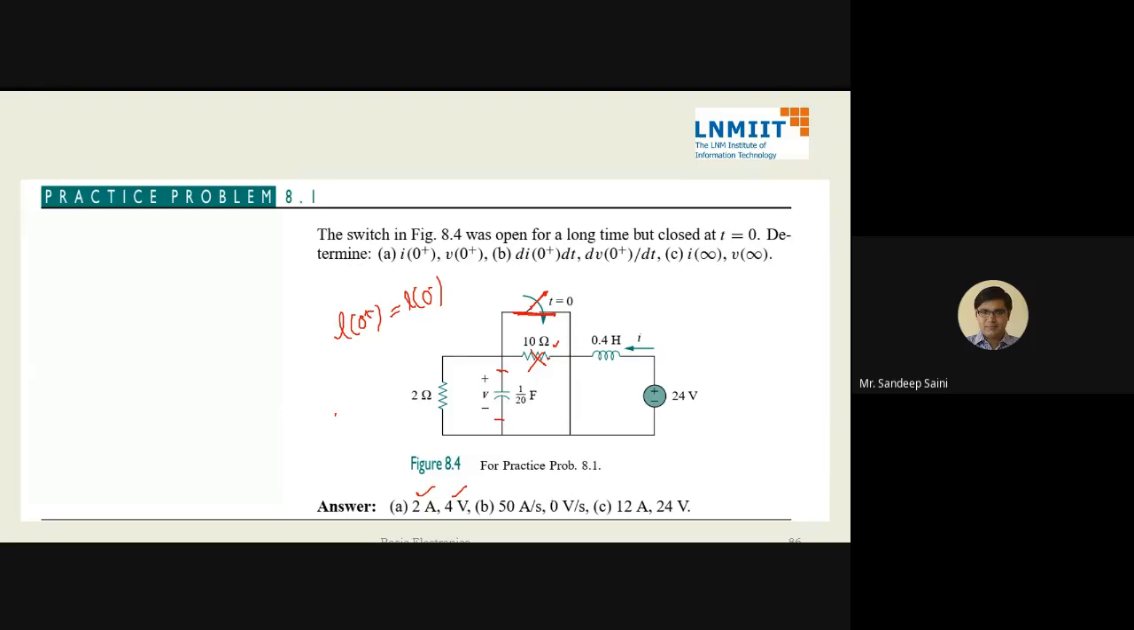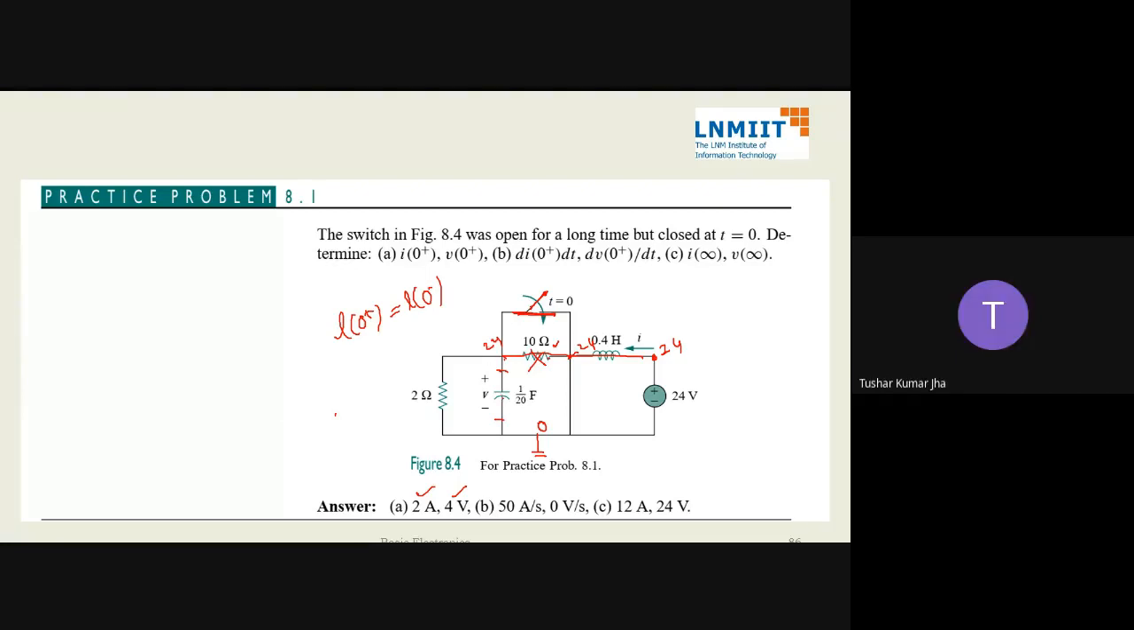Fine. Okay, let us start putting the values. This is 0 volt. This is 24 volt. This is short circuit. This is 24. This is short circuit. This is 24.